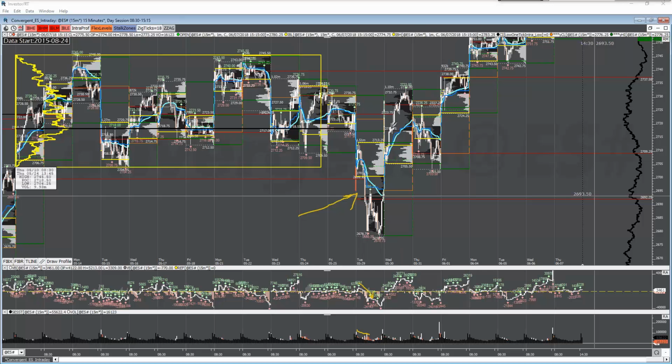When you see that the MC is not being respected, can you predict it? Probably not. But the fact that it's just running right through an MC that's been respected for days and days and days is a big clue to tell you that the higher time frame is in control. There is a trend being established possibly, and so on and so forth.